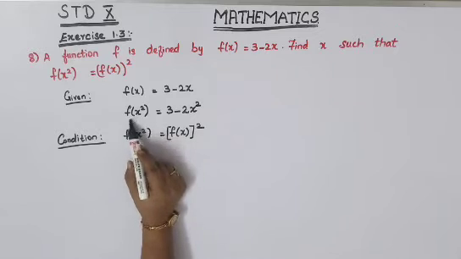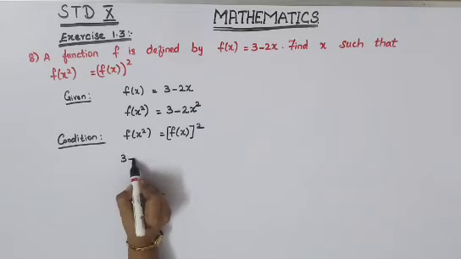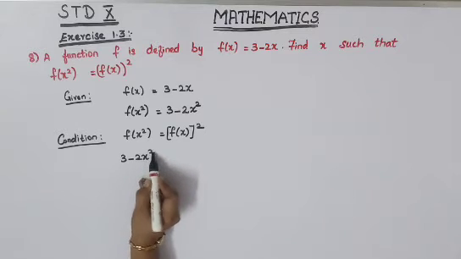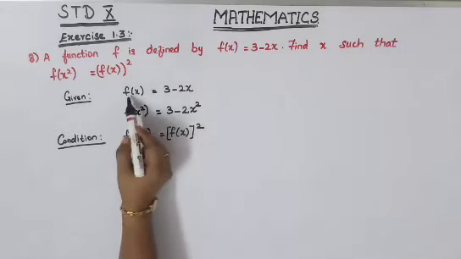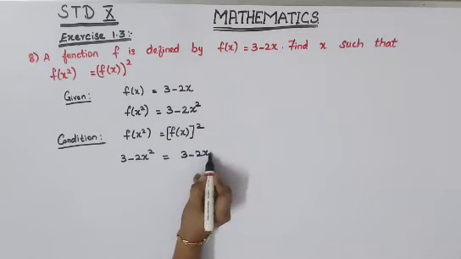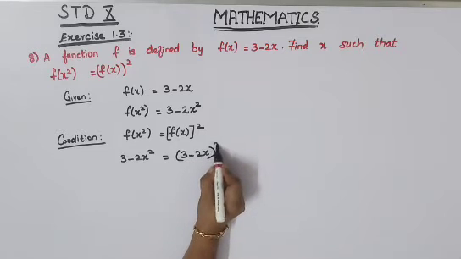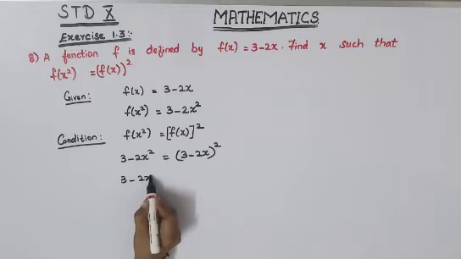So we have got already f of x square here. So write this answer. 3 minus 2x square is equal to your f of x then the whole square. So f of x is given over there. So 3 minus 2x then the whole square outside. So (3 minus 2x) square.